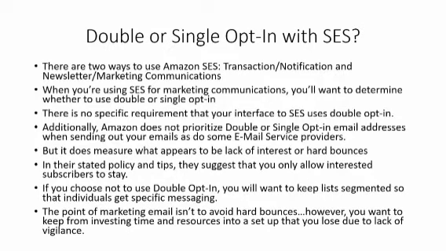Of course, the point of email marketing is not to avoid hard bounces. You do, though, want to keep from investing time and resources into a system like Amazon SES and losing it due to a few simple things that you can put in place. So if you choose, again, not to use double opt-in, make sure that you're keeping your messaging specific and segmented. Okay, so with that, thanks, and I will see you in another video.